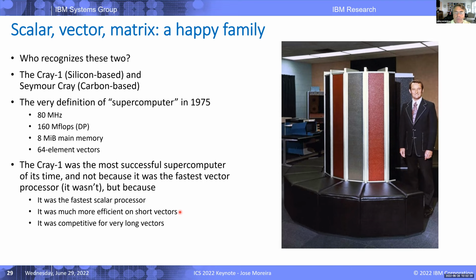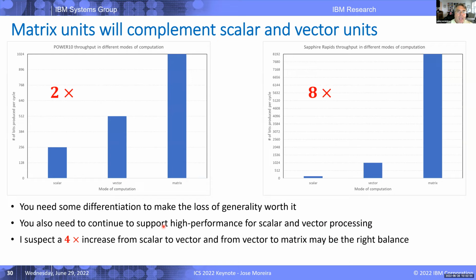So think of that, and that's the mission, right? The mission of a machine like Power 10 is to be good at scalar, be good at vector, and be good at matrix, because now it's a new thing. And matrix units will complement scalar and vector units. They have to provide some differentiation, some loss of generality. Like you can do everything in scalar. You can do some things in vector. You can do fewer things in matrix.